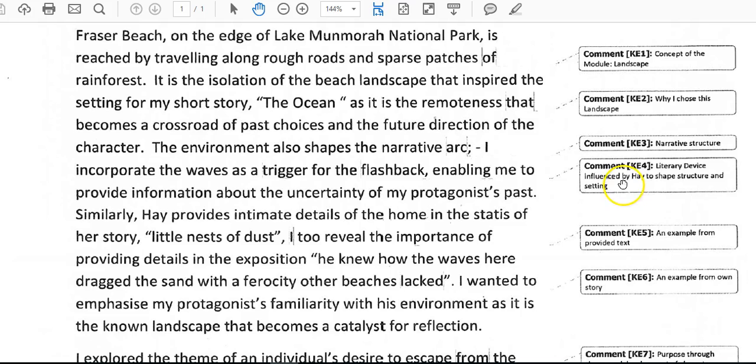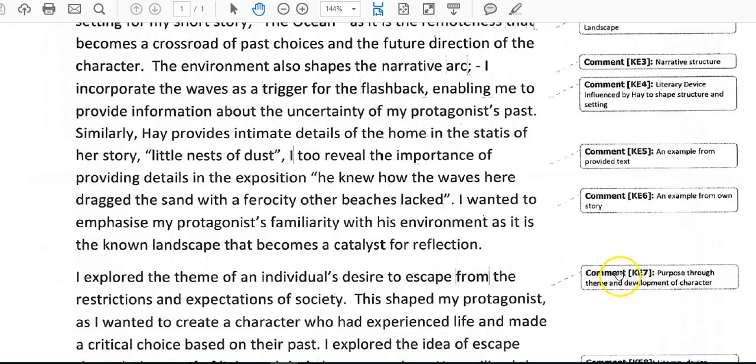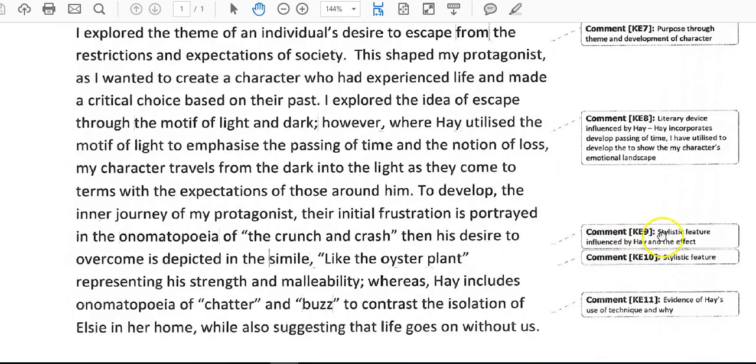So once you've written that, then you've got to come back over here and look at annotating what you said. So in this section here, I was focused on landscape, but further down, here is a moment where I was looking at the motif of light, or in my case, I was looking at isolation. You're just trying to pinpoint or signpost, I suppose, keywords that are relevant to what you're doing. Here's another one, a stylistic feature that was influenced by Hay, and that stylistic feature was here, like the oyster plant, using the simile there.